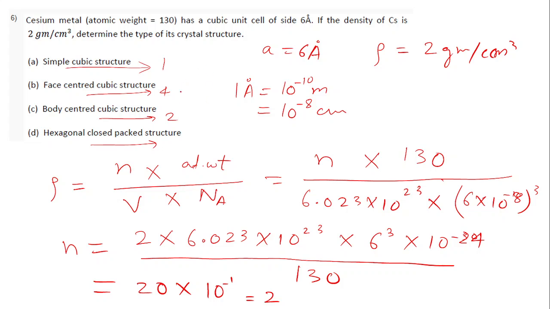That means it's a unit cell with 2 atoms in it. That means it's a body-centered cubic crystal. So this is the correct answer, C option. So yeah, just be careful with the conversion of units. Be careful about that.